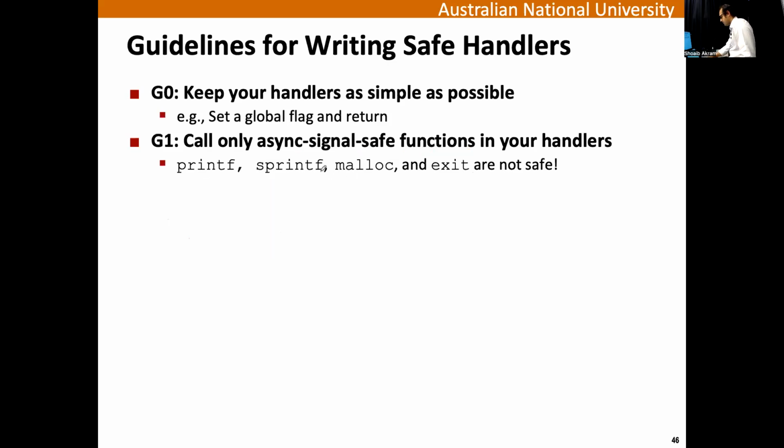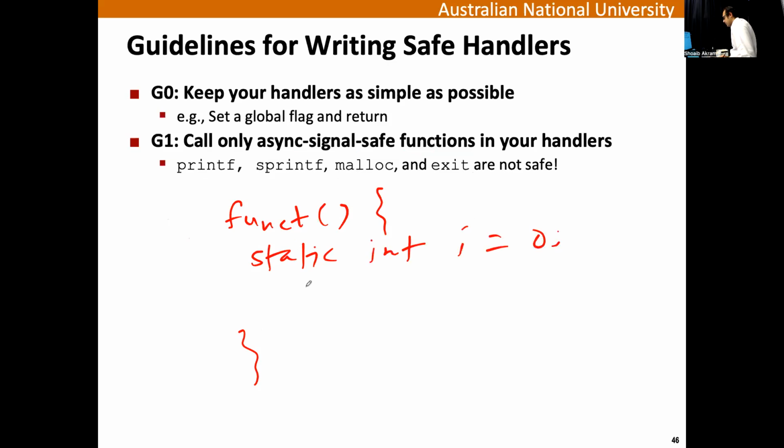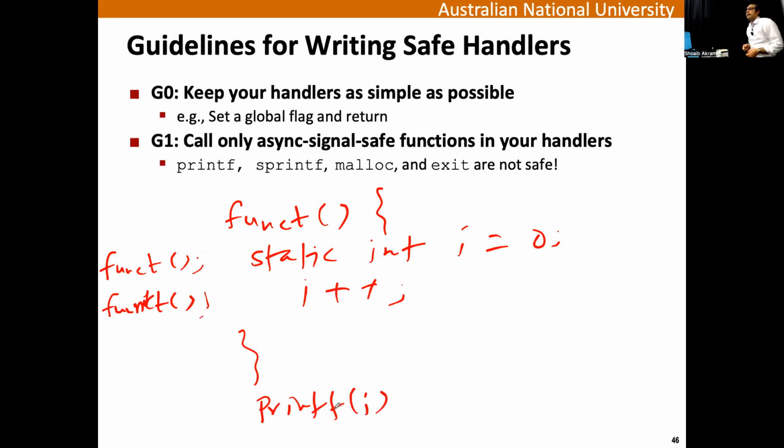And if you declare a static variable inside a function, what happens? Let's say you have a function with static int i equals 0, i++, and let's say I make two calls to this function, and I printf i. What will i be after the second call to the function?